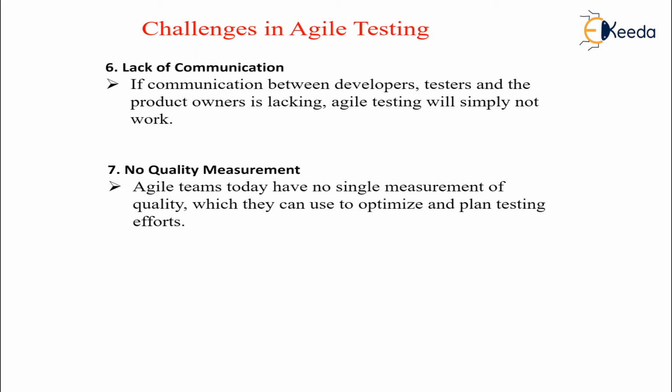Then you have a lack of communication. Earlier we had a lack of information, now we have a lack of communication. That means developer, tester, and customer are lacking in communication. If the customer fails to express what he or she wants, and the developer and tester fail to produce and test what they want, the entire thing falls down.